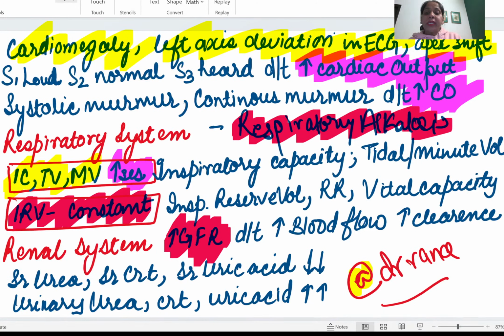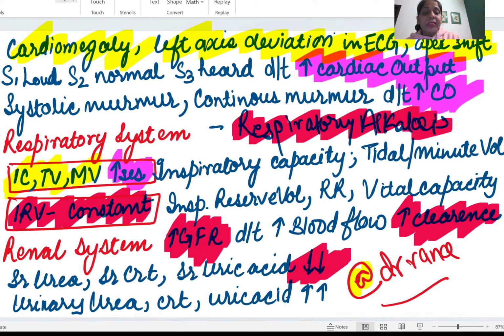Okay, so in the renal system, what are the physiological changes? There is an increase in the glomerular filtration rate. As a result, there is increased clearance. Serum urea, serum creatinine, and serum uric acid are cleared more due to the increase in the glomerular filtration rate, so their values decrease.